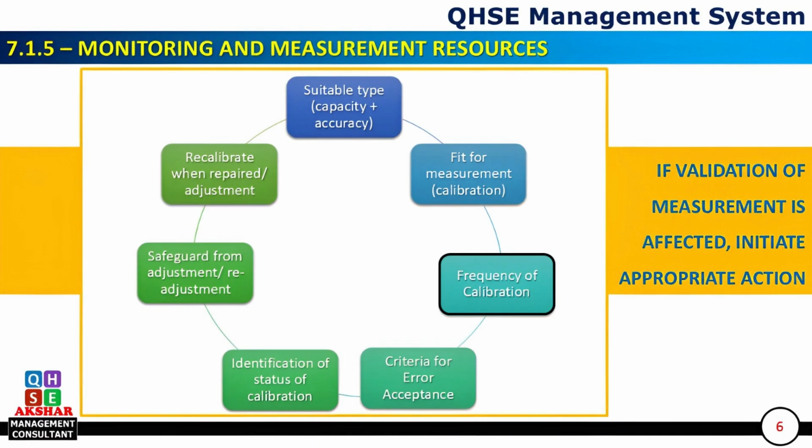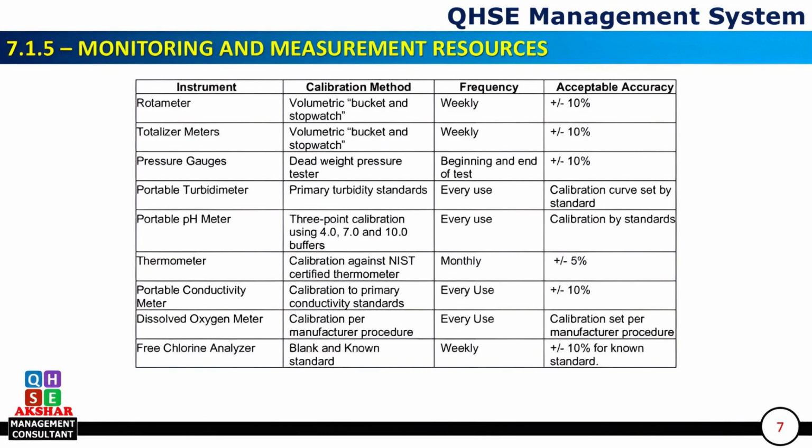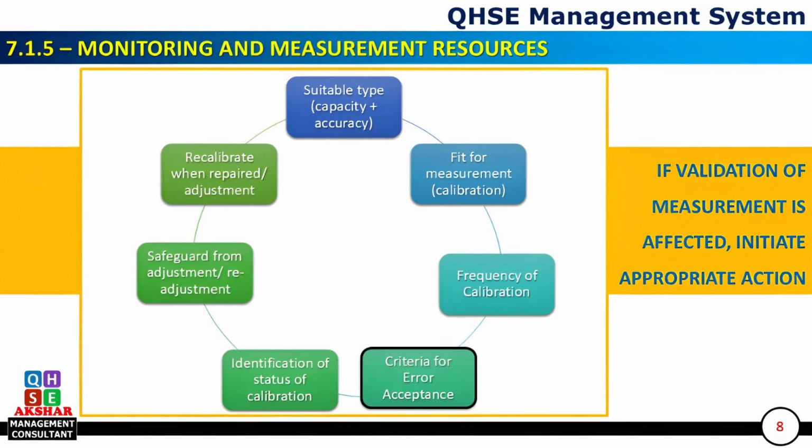The third requirement is frequency to ensure fitness. The organization shall ensure that a calibration or verification plan is available. The calibration or verification plan shall indicate the frequency of repeating the calibration or verification for each monitoring and measuring resource. The frequency of calibration or verification can be decided by the organization based on the extent of usage or recommendation, if any.